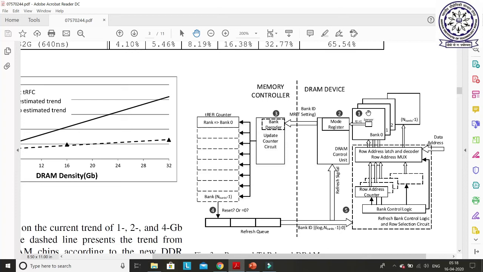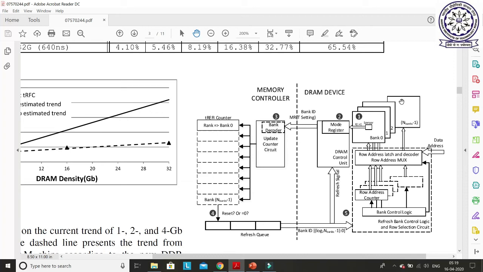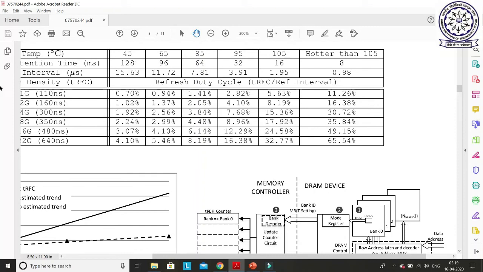And if this bank has high temperature, then this bank will be refreshed more quickly. If this bank is operating on a low temperature, then this bank will refresh much slower. And what is the advantage here? If we go for the peak temperature always, then we should block. For example, suppose the peak temperature of this rank is 105, then we will block the entire rank 65% of the time, only just for refreshing.